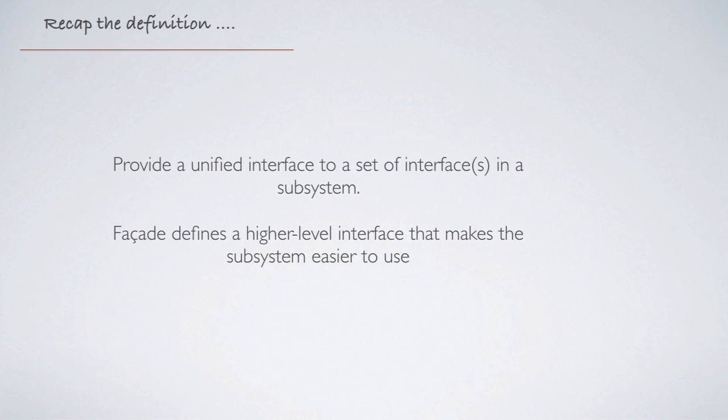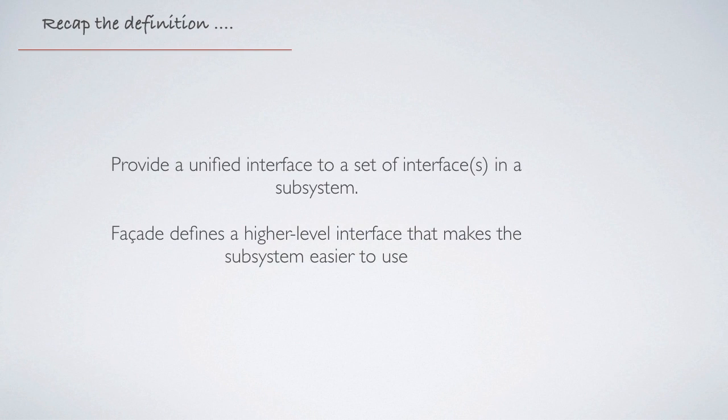Now let's recap the definition. As we saw, it's an interface to a set of interfaces in subsystems, and it's a higher level interface that makes subsystems easier to use. As we saw, the interface will be the travel package interface which is exposed to the client, and it's the facade. And the subsystems will be each subsystem like the flight booking subsystem, hotel booking subsystem, and transfers booking subsystem.